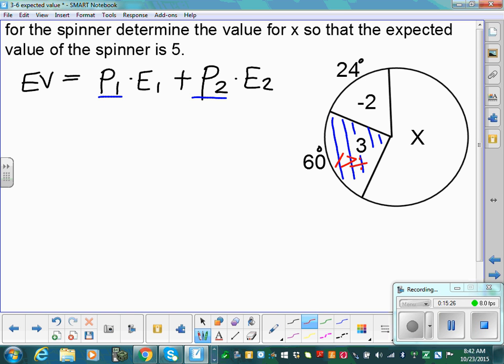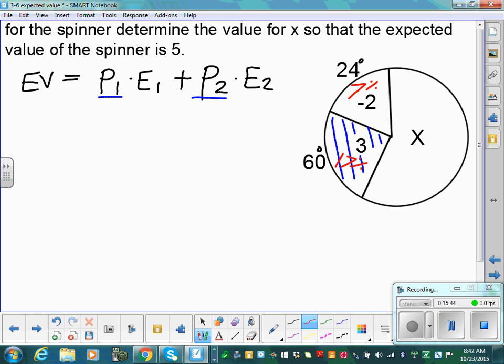Now, once again, if this is 24 degrees, that's 24 degrees out of 360 degrees. So you'll take 24 divided by 360, and we'll round to the nearest whole percent, so it'll be a 7% chance, right, everybody?